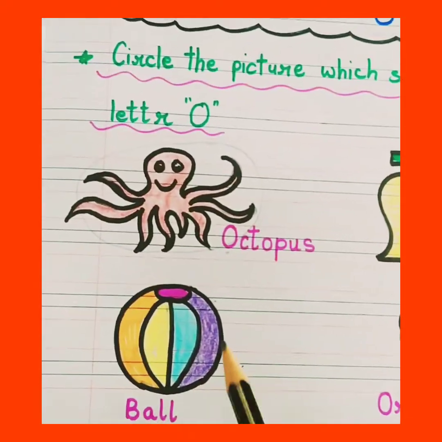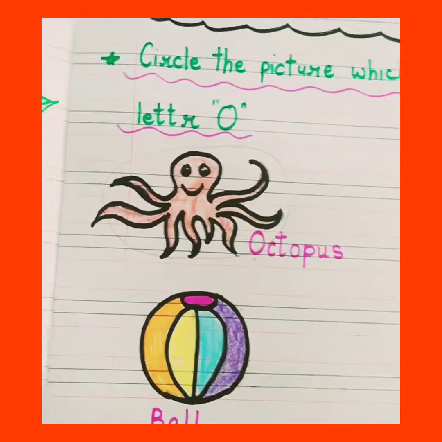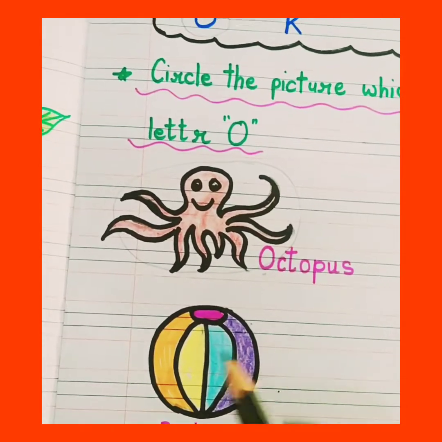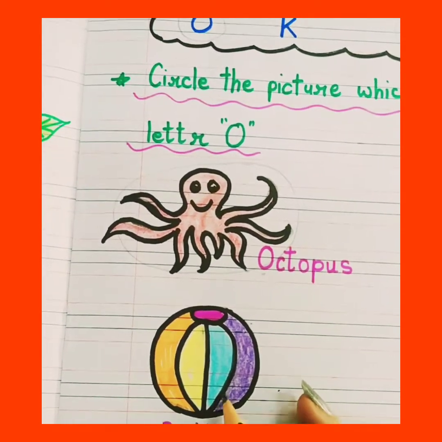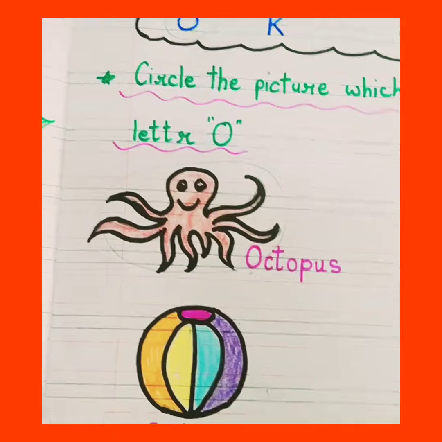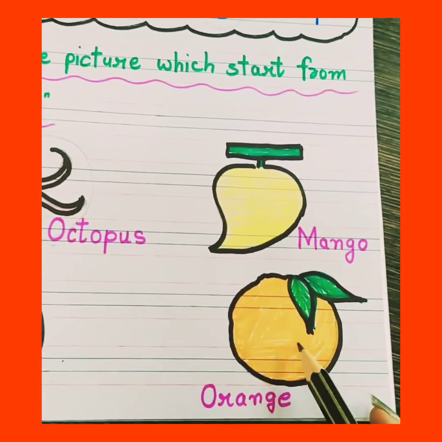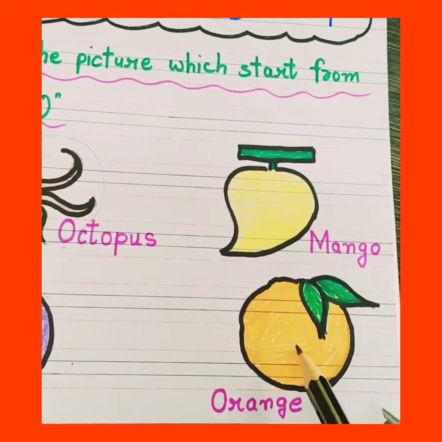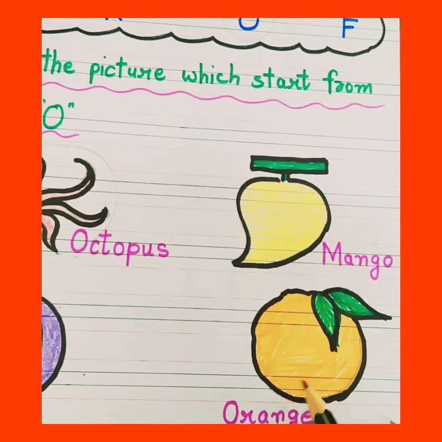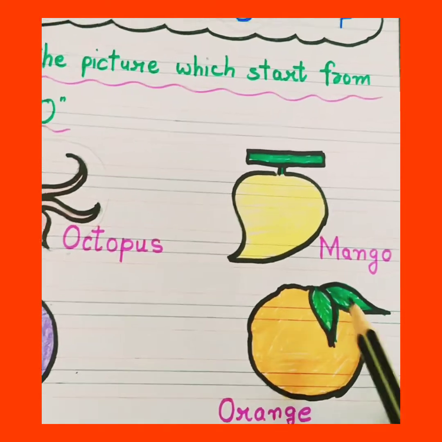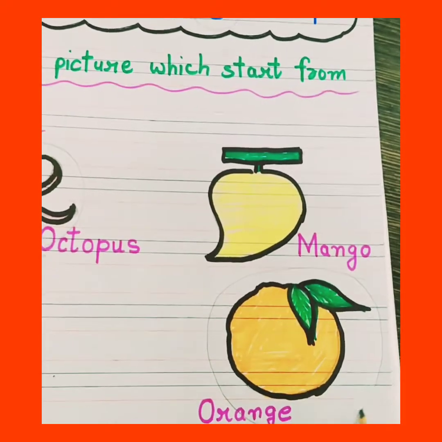Okay, now come to our next picture. What is this? This is ball. Okay, and ball is starting from letter B, so you have to leave this also. Now come to our next picture. This is orange. O for orange. Okay, so orange is also starting from letter O. Okay, so you have to circle this also.